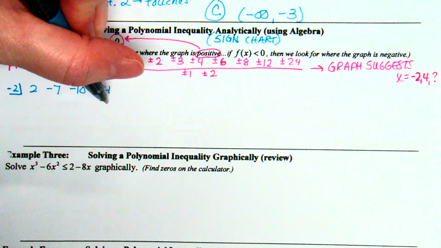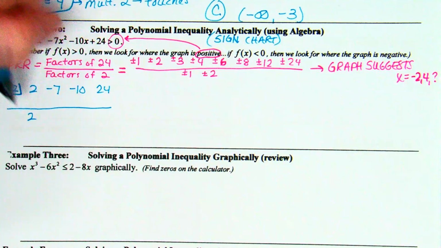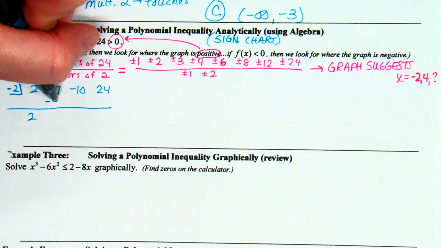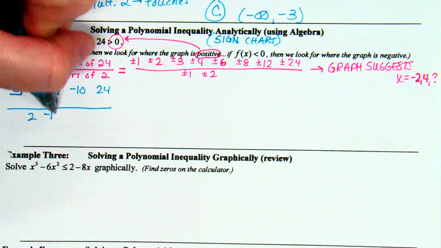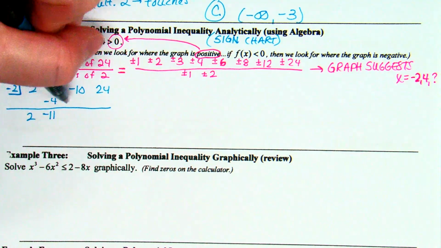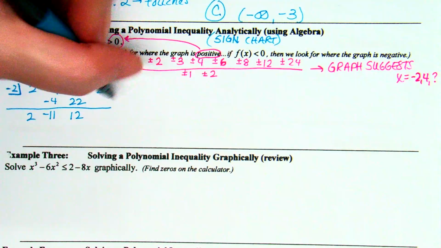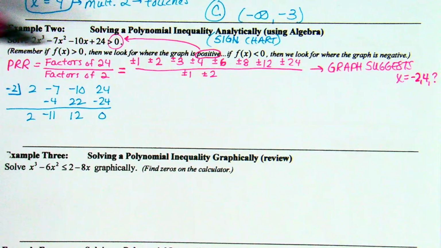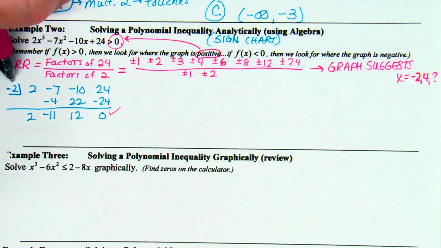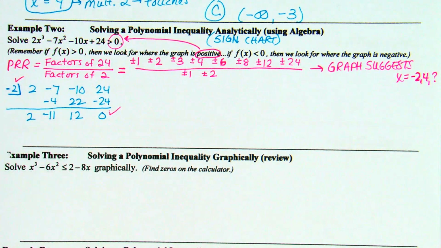So drop your 2, -2 times 2, -4, add -11, multiply -2 times -11, 22, add -10 plus 22, 12, multiply -2 times 12, -24, add 0. We have a remainder of 0, yes? What's that mean? The -2 worked. What does -2 represent as a factor then?